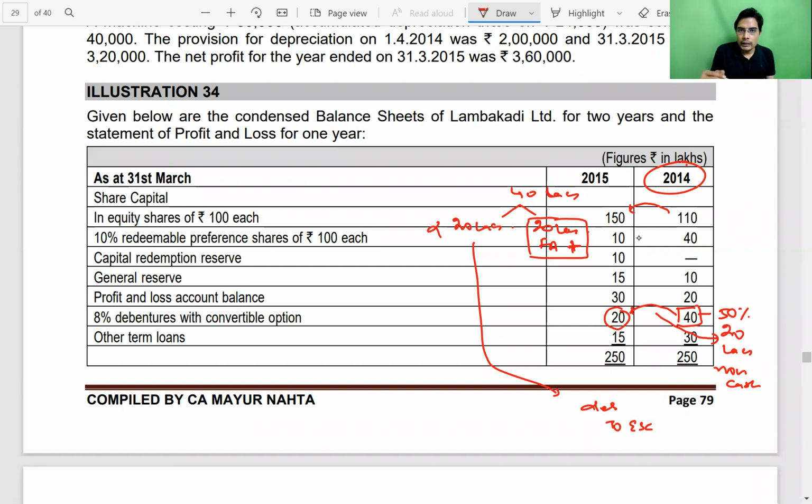We are basically not getting any cash. We are using that 20 lakh equity share capital to repay our debenture holders. So debentures will decrease, liability will decrease, capital will increase. No cash inflow, no cash outflow. Okay.